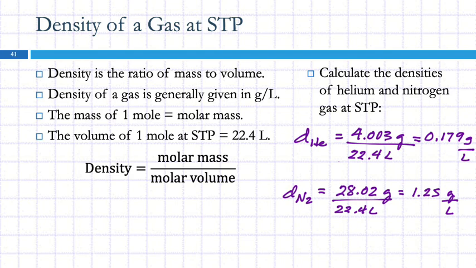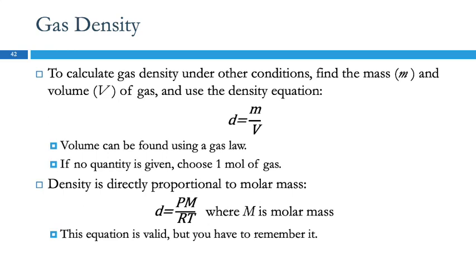So the air is mostly nitrogen. So at STP, the density of air is going to be close to 1.25 grams per liter. The density of helium is much less, which is why helium balloons will float in the air. We can also calculate gas density under other conditions. And again, when we're calculating density, that's the one time we can use the density equation. We're looking at the mass of a thing divided by its volume.